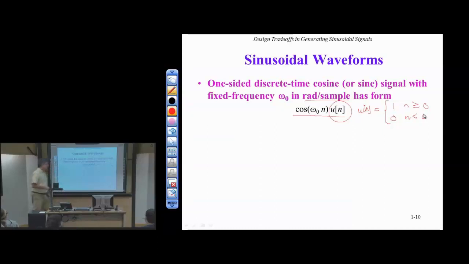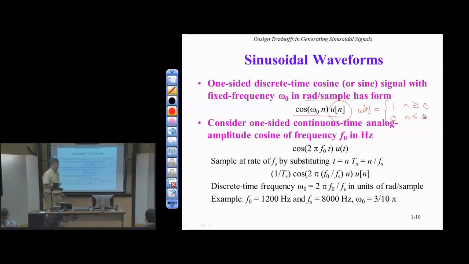Okay. Now there are lots of ways we can do this, and they each have different complexities to make this equation happen. And so let's go back to continuous time to see how we get to discrete time to make sure we can make the connections, because ultimately you're going to generate a cosine of a fixed frequency in hertz. You have to worry about mapping that back to discrete time. So consider a one-sided continuous time analog amplitude cosine of fixed frequency f naught, and f naught now is in hertz. And we'll figure out how to connect the f naught in hertz to omega naught in radians per sample.